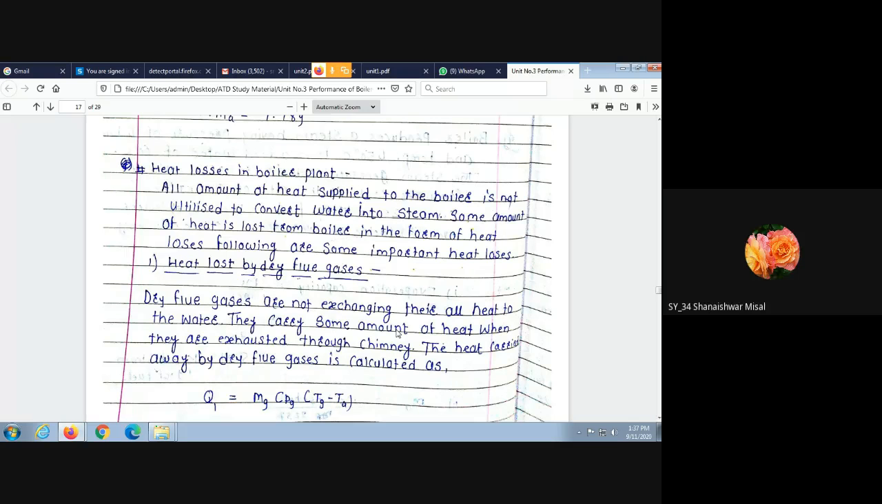Okay, Shaneshwar. Q1 is equal to mg cpg in bracket Tg minus Ta. You are having a little bit of range problem. Good, you understood and you are concentrating also. That I wanted to check.